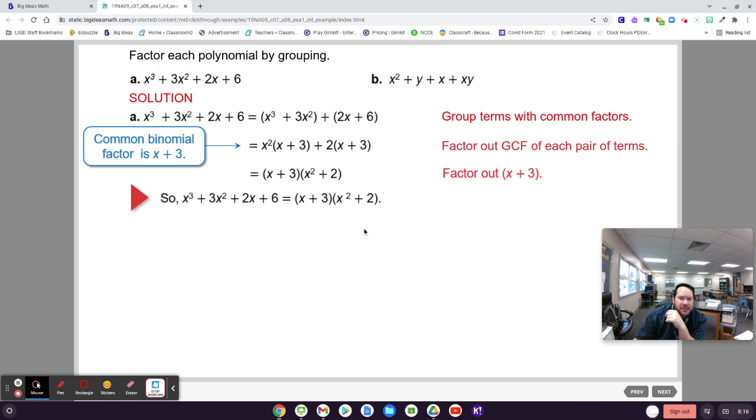All right, so what I want you to do is first copy this down into your notes, because this is how you factor by grouping. And then you're going to try to factor B by grouping. Good luck. All right, let's see how you did.